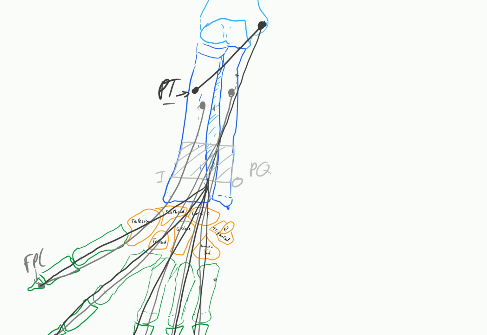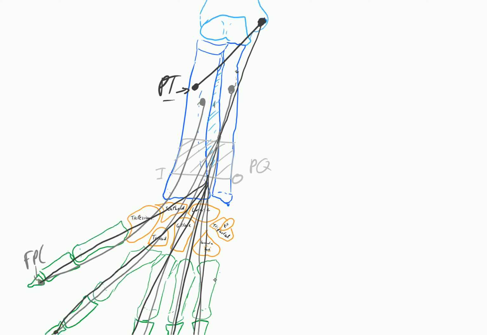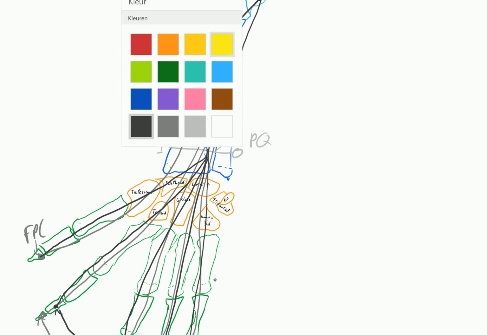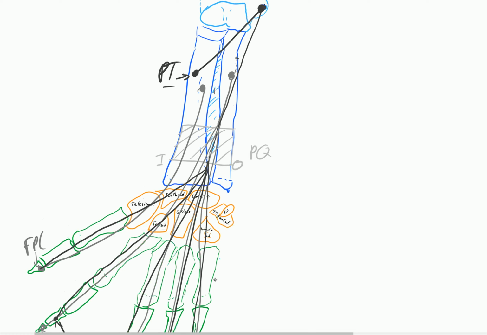Then we have the flexor carpi radialis, which again originates at the medial epicondyle, and it inserts on the base of the 2nd and 3rd metacarpal. Maybe I'll use another color for this. I'll use yellow. So this is the flexor carpi radialis. Inserts here. It's the flexor carpi radialis.